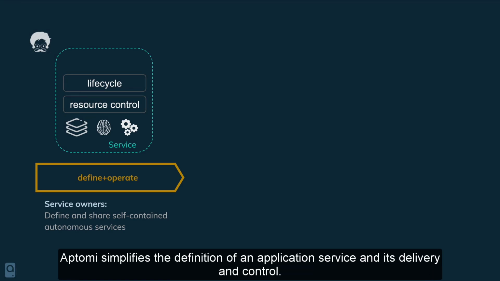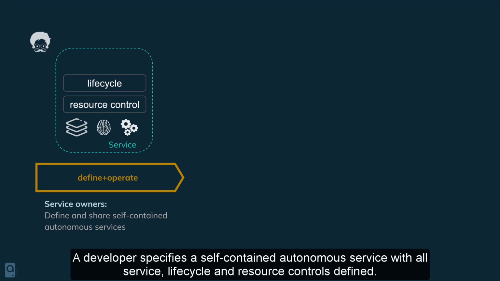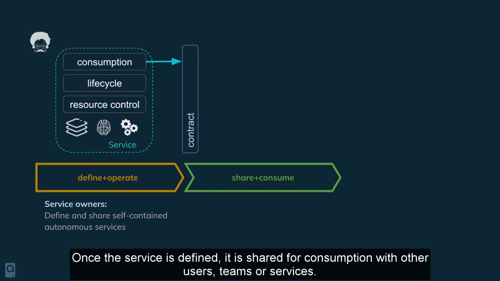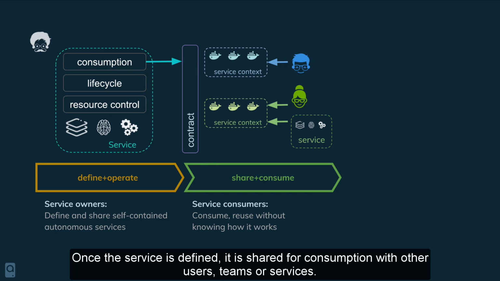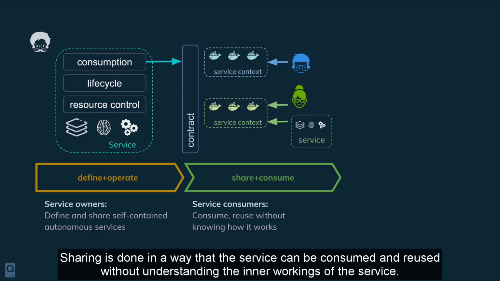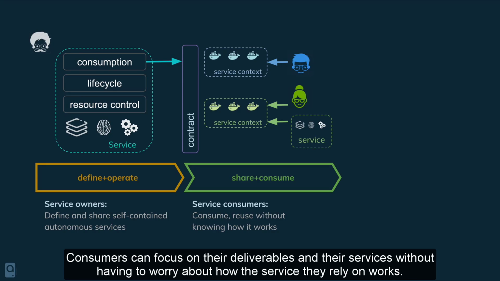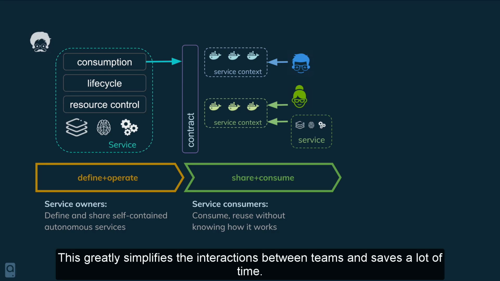Aptomi simplifies the definition of an application service and its delivery and control. A developer specifies a self-contained autonomous service with all service, lifecycle, and resource controls defined. Once the service is defined, it is shared for consumption with other users, teams, or services. Sharing is done in a way that the service can be consumed and reused without understanding the inner workings of the service. Consumers can focus on their deliverables and their services without having to worry about how the service they rely on works. This greatly simplifies the interactions between teams and saves a lot of time.